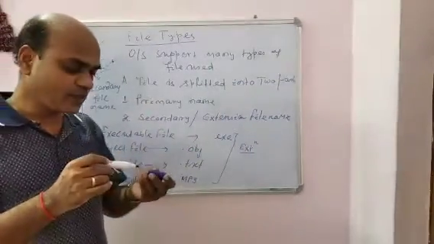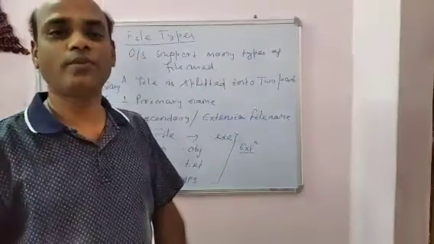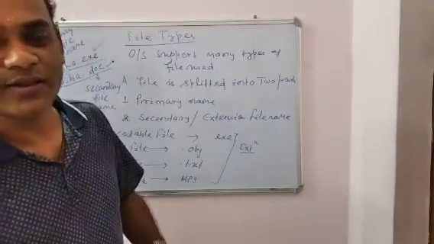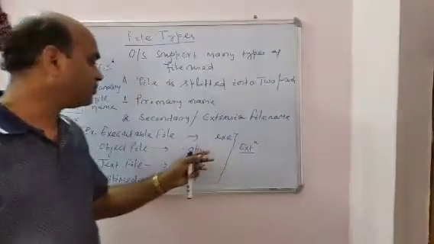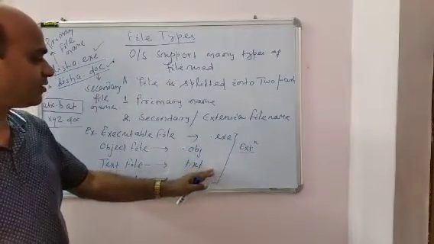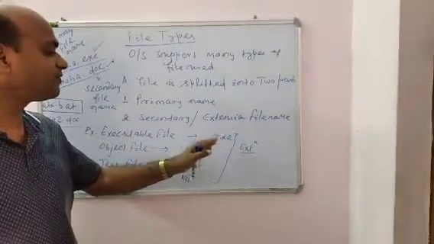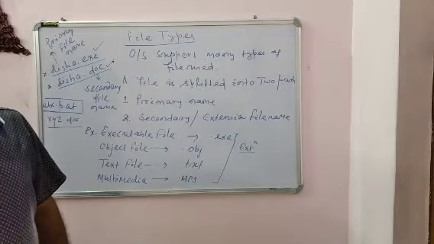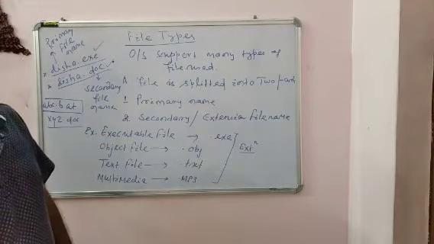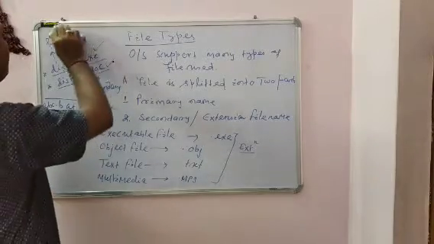Normally a file has two important parts. One is a primary part, another one is a secondary part. By watching the secondary part, or extension part, we can identify which type of file it is. So this is all about the file types. Now let us discuss the file structure.